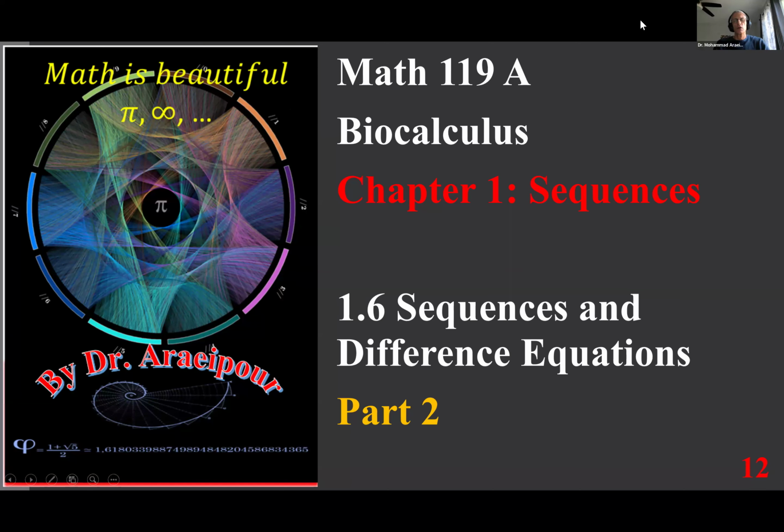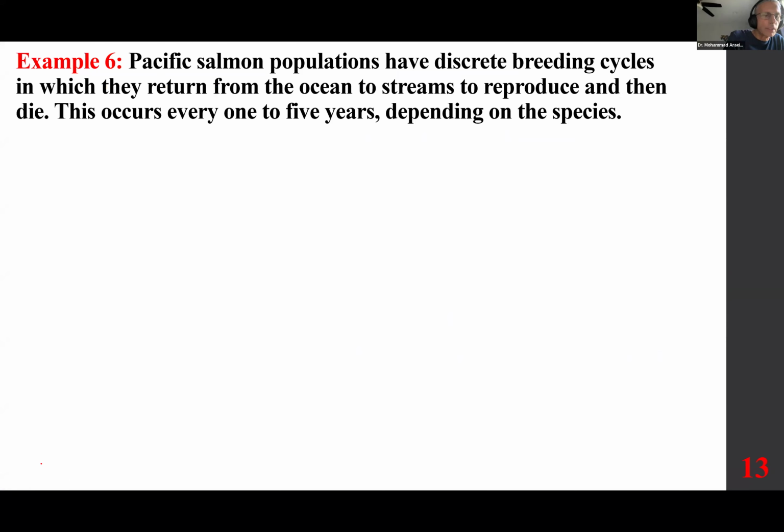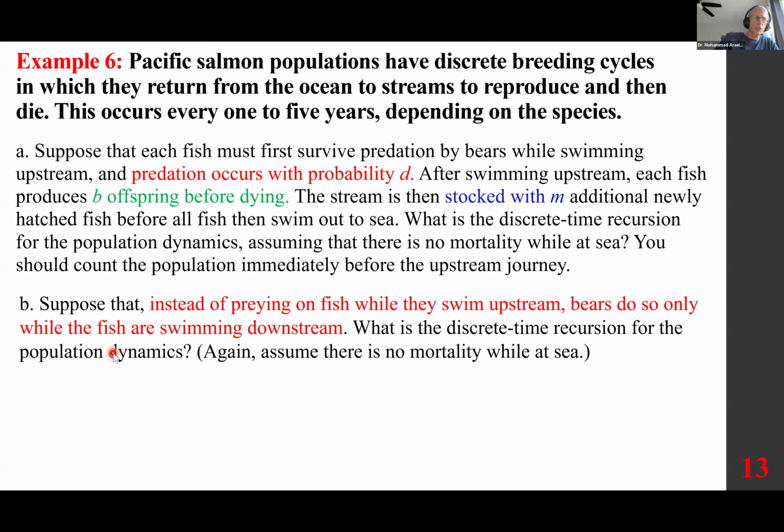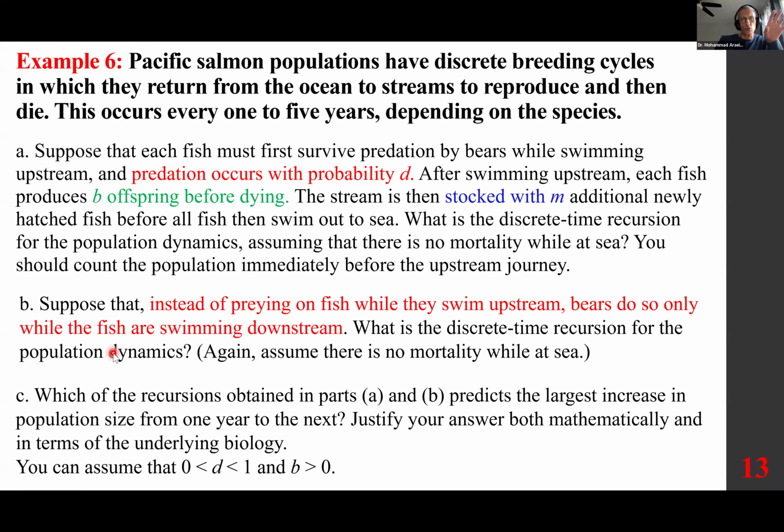Good afternoon, class. We are finishing up section 1.6, sequences and difference equations, part 2. This example says, Pacific salmon populations have discrete breeding cycles in which they return from the ocean to streams to reproduce and then die. This occurs every 1 to 5 years, depending on the species. So there are two types of recursion, and we want to see which one gives us more.